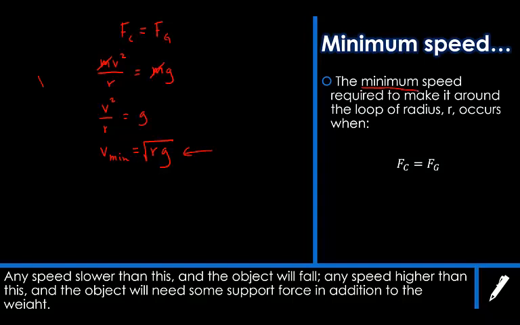So for a particular radius loop, there is some minimum speed required in order for the marble to make it around without falling off. If we go at any speed slower than that, the object will fall. If we go at a speed that's higher than the minimum speed, then we need some extra support force to provide the centripetal force needed, because at a higher speed, it'll need a bigger centripetal force than the weight force.